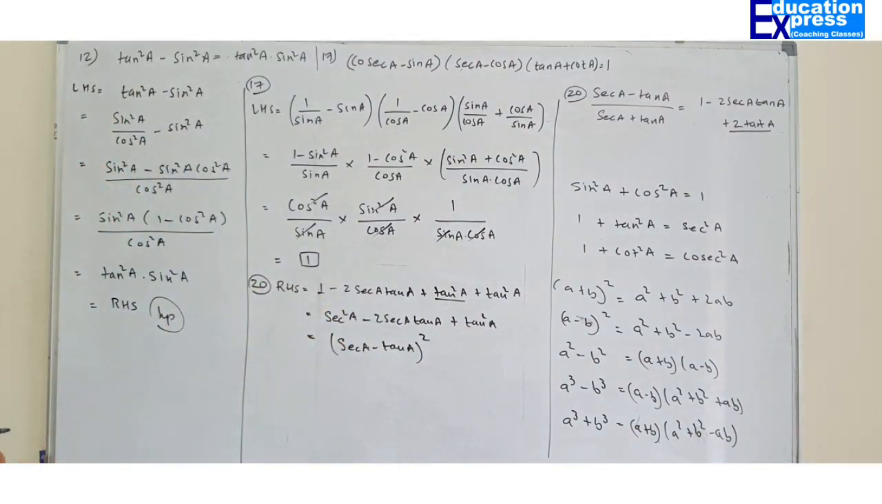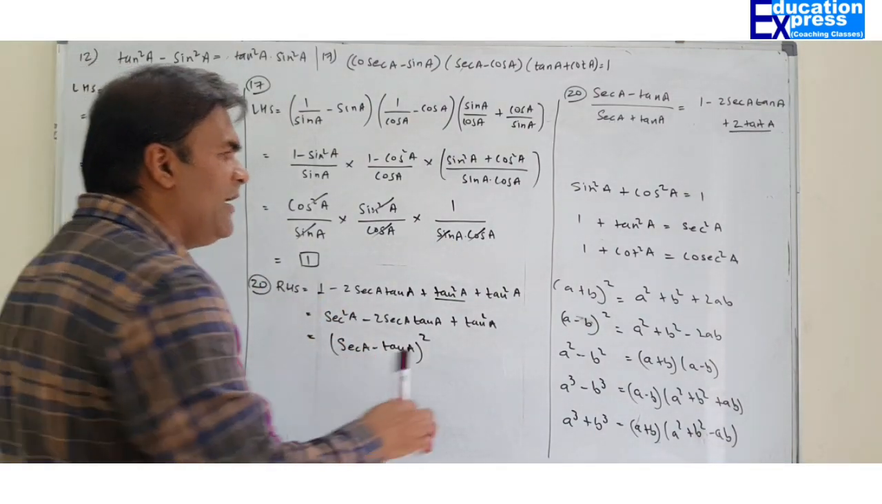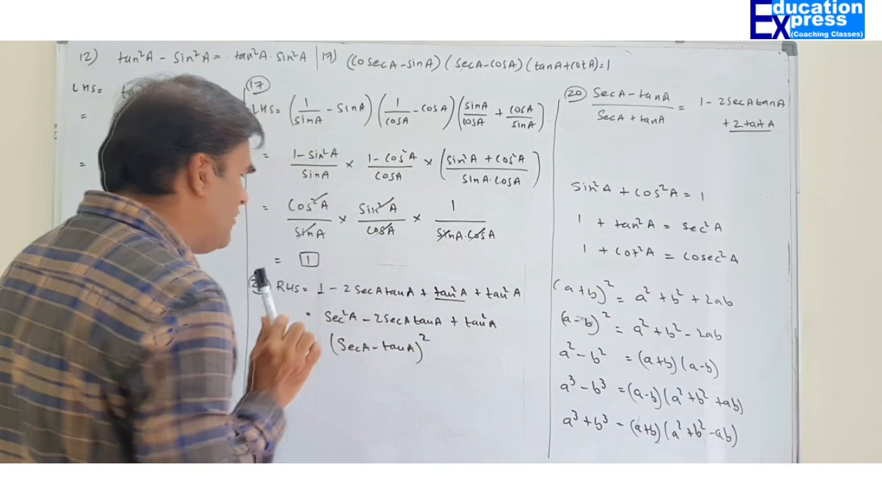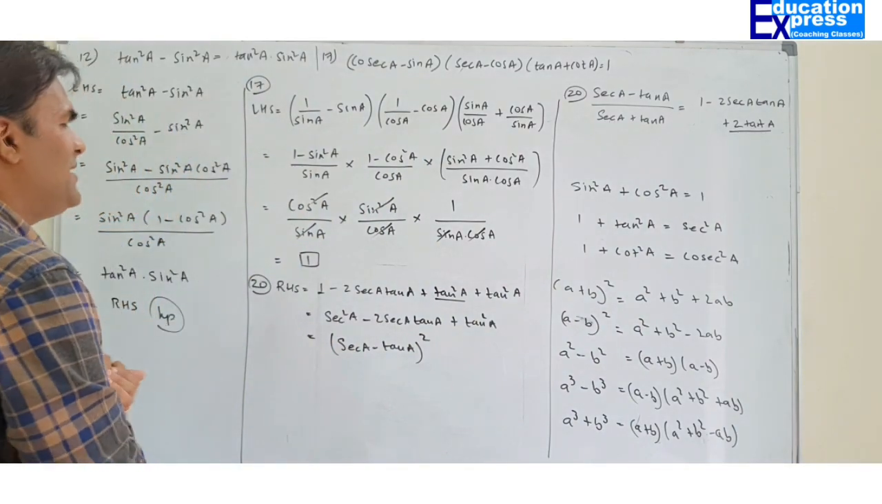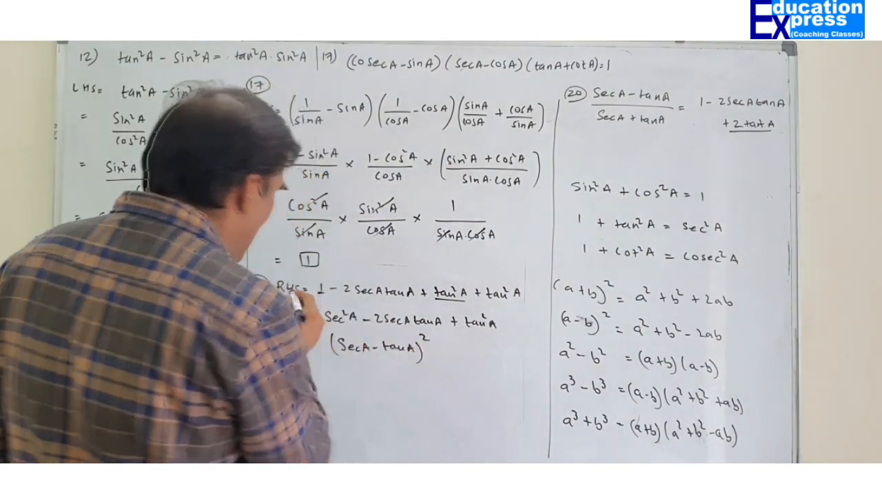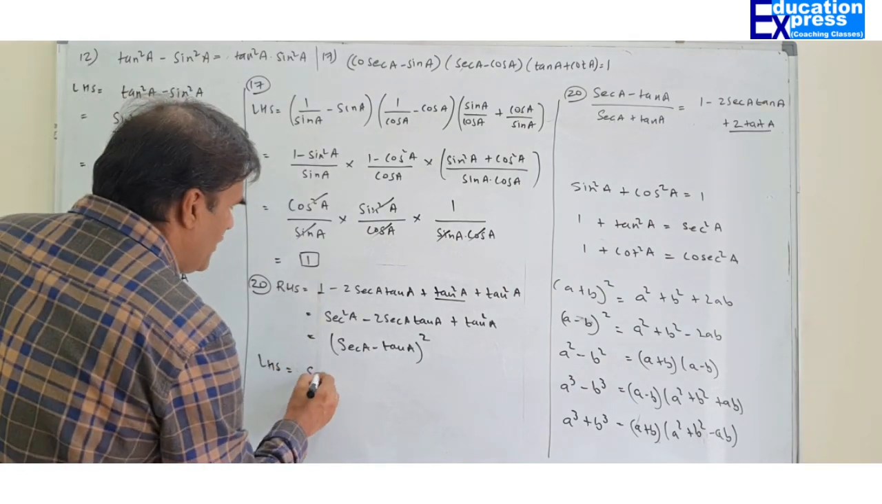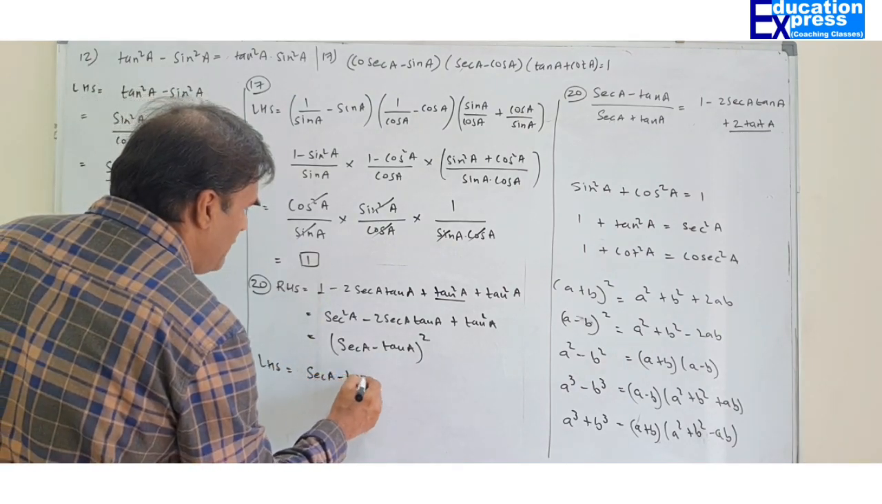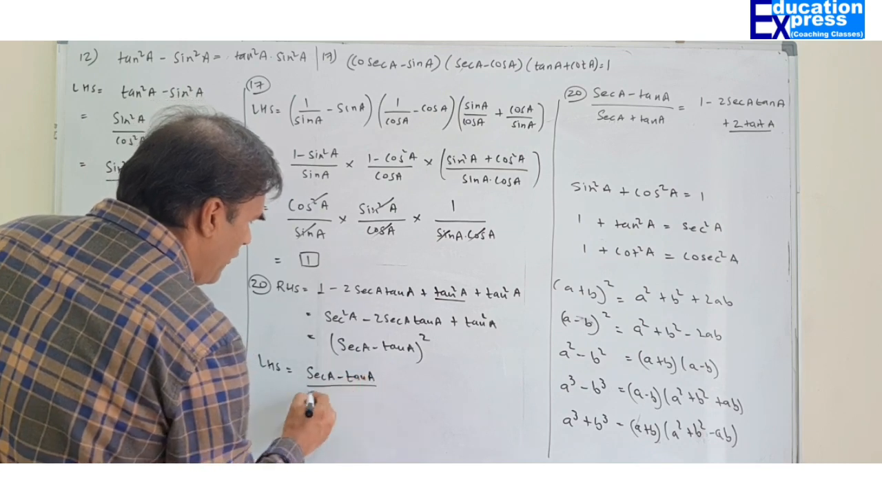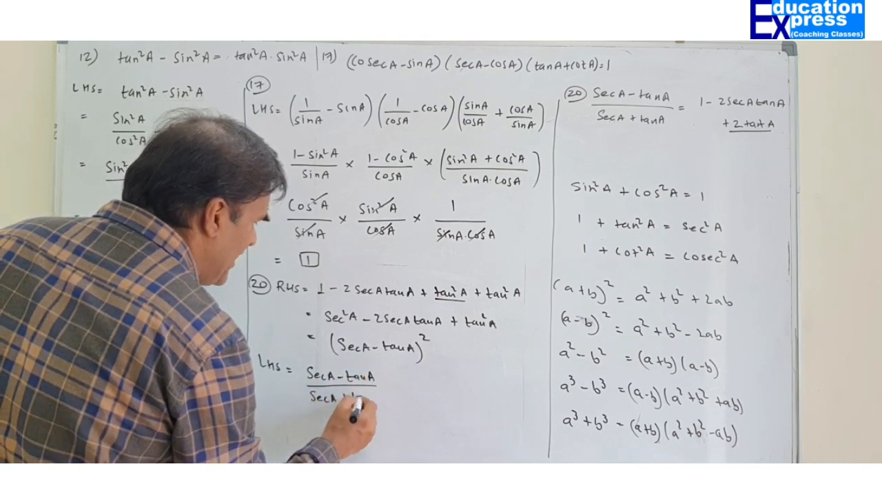Check it out, my dear friends. This is nothing but sec A minus tan A, the whole square. We converted it. Sec A minus tan A the whole square. This is your RHS. What about LHS? Say LHS, what we can do is sec A minus tan A upon sec A plus tan A.